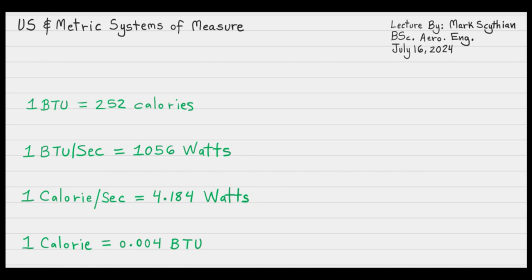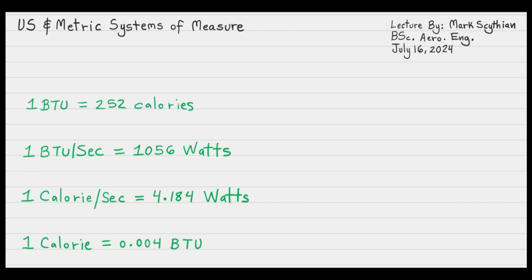So if we release 1 BTU per second in the form of heat, any type of heat, it could be combustion of fuel, it could be electric heat, any type of heat that you were to transfer into a pound of water, and the temperature would increase at a rate of 1 degree Fahrenheit per 1 second, then that is 1,056 watts of power, at least on the input side.